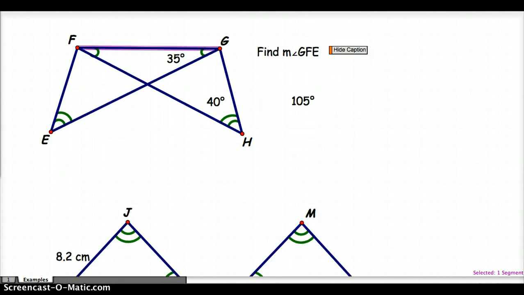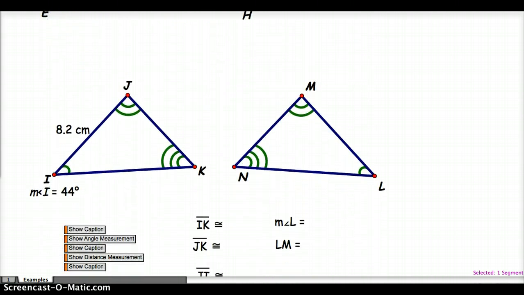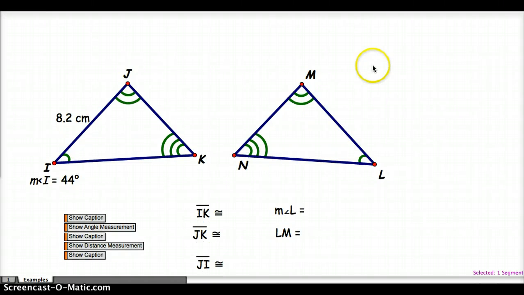All right, let's look at one last example. What do we have here? We have two triangles, and notice you have angle I and angle L are congruent, angle J and angle M are congruent, angle K and angle N are congruent. So it's three sides that are congruent, okay? And assuming all three angles and all three sides are congruent, now you have two congruent triangles.